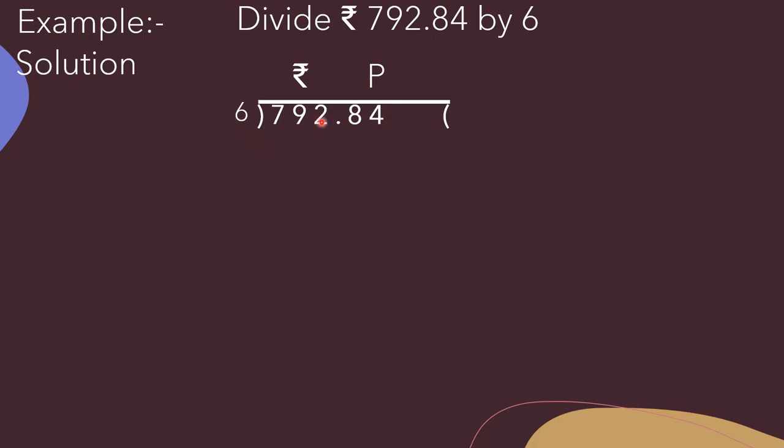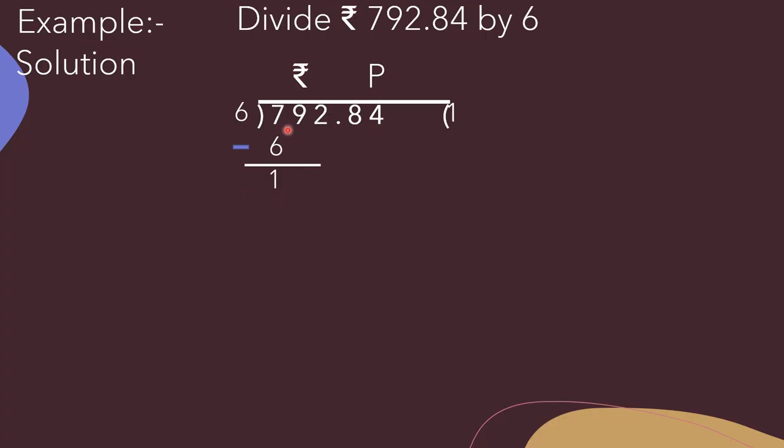Now beta, first we have to solve the rupees column. So we will start from our left hand side. Here 7 is greater than 6, so we can divide it by 6. So 6 ones are 6. At the quotient place we will write 1 and below 7 we will write 6. Now we have to subtract. 7 minus 6 is equal to 1.